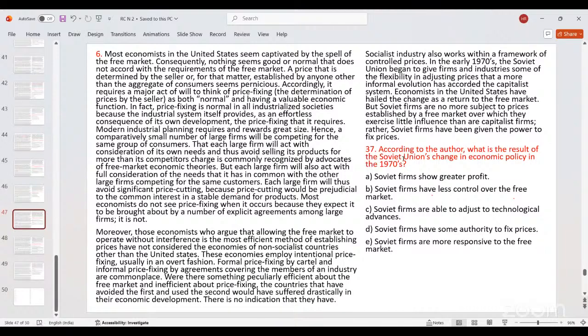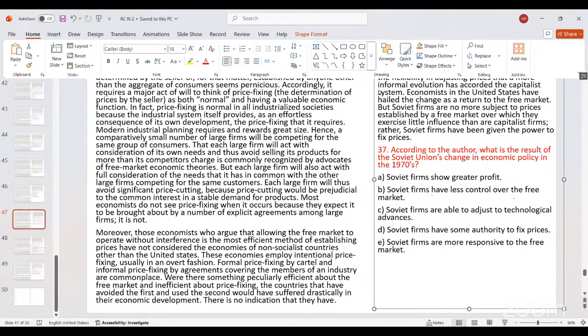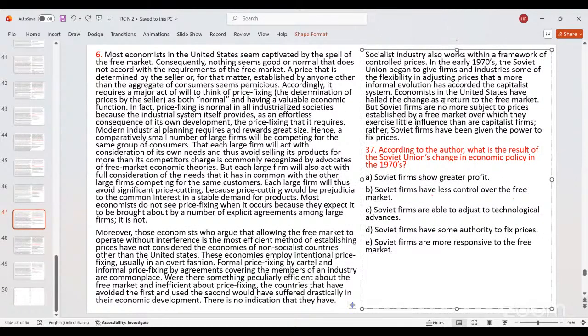Look here, a specific one. According to the author, what is the result of the Soviet Union's change in economic policy? So, socialist industry. Here you can find the effect of it. It means you can directly get the answer. So let me tell you the shortcut. What is the question? What is the result of the change in economy policy in the 1970s, right?